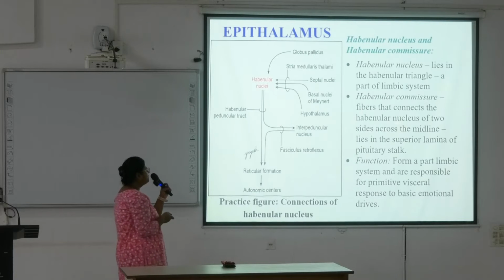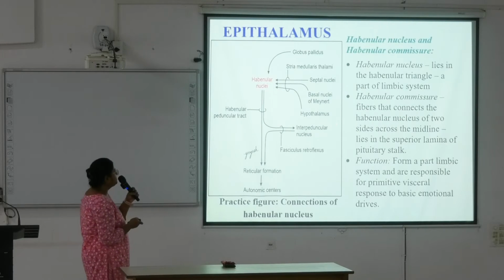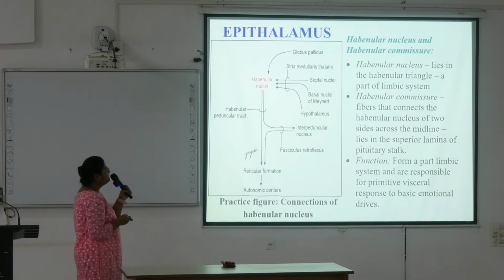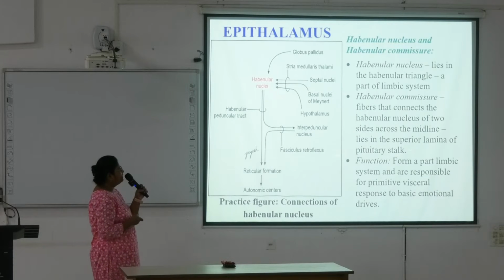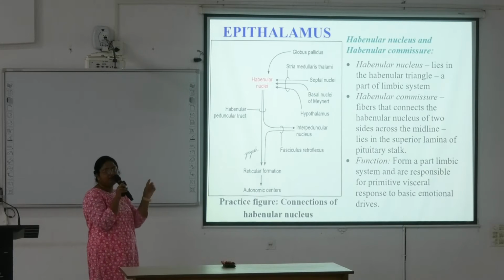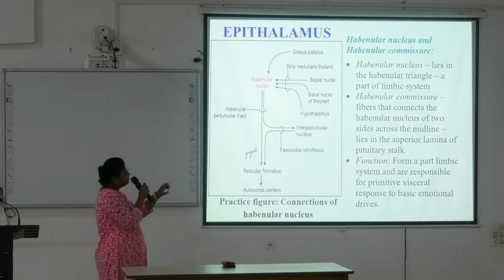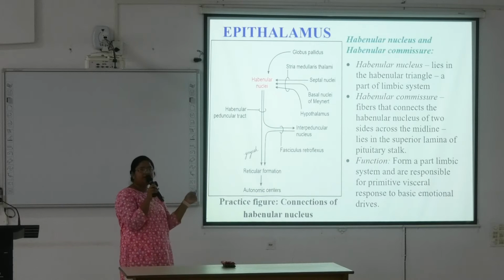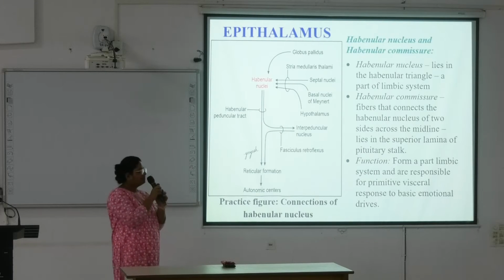Next, the habenular commissure. Fibers that connect the habenular nuclei of the two sides across the midline lie in the superior lamina of the pineal stalk. That is forming the commissure. Commissural fibers connect two hemispheres. So the habenular commissure connects the two habenular nuclei of the two hemispheres.